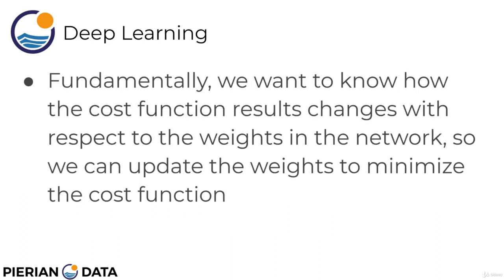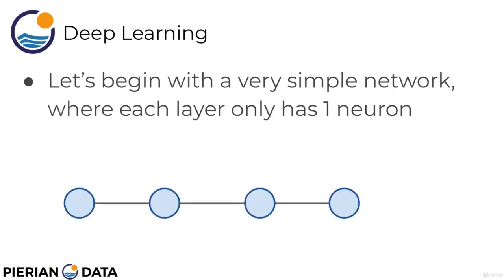So fundamentally, we want to know how the cost function results change with respect to the weights in the network. That way we can update the weights to minimize the cost function. And we already talked a little bit about that when talking about things like gradient descent and how it approaches the cost function. So let's go ahead and begin with a very simple network in order to understand backpropagation.